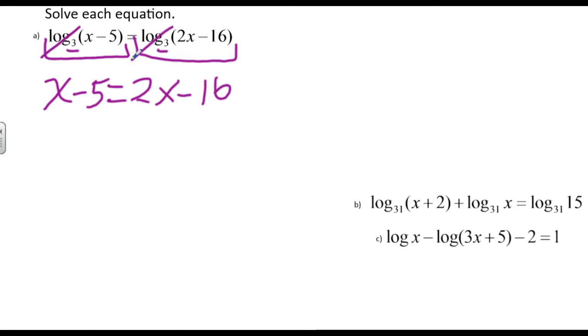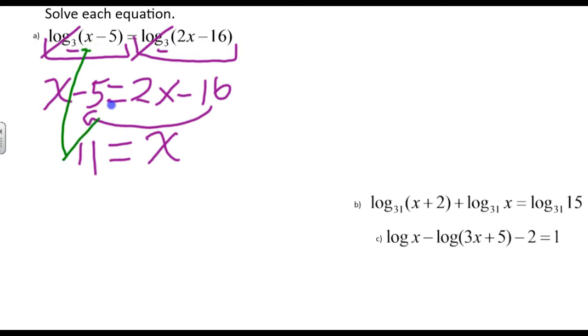Solving for x, I would subtract the x across, and adding the 16 over to this side, I would get x equals 11. Now, unlike exponential equations, when you solve a log equation, because logs have a restricted domain, meaning that your argument cannot be 0 or negative, we need to plug this answer back into the original equation, into both arguments. The only thing we're trying to avoid is a negative or 0 argument.